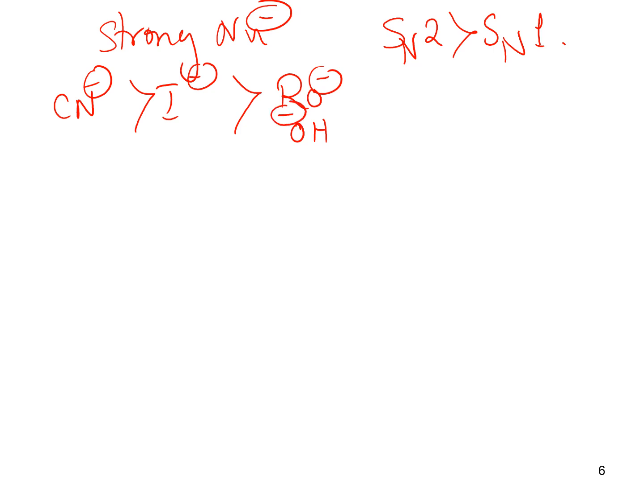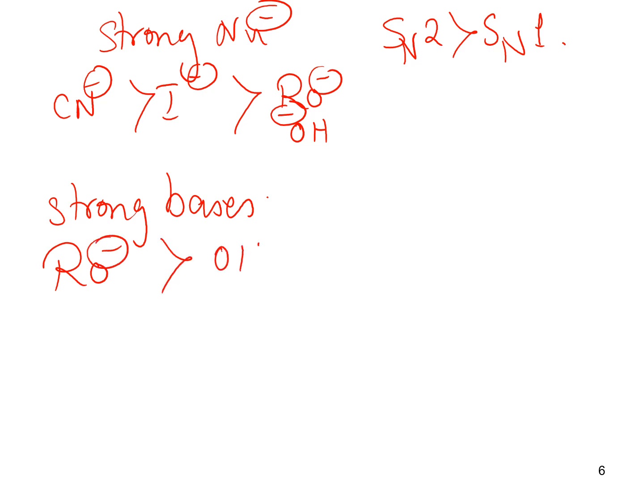If we try to arrange the bases according to their strength, you will notice that the alkoxides are the strongest, followed by the hydroxides, followed by the cyanide groups. Let's first try to determine what the difference is between a nucleophile and a base. Usually a nucleophile is a base and a base is a nucleophile. So what is the difference between them?